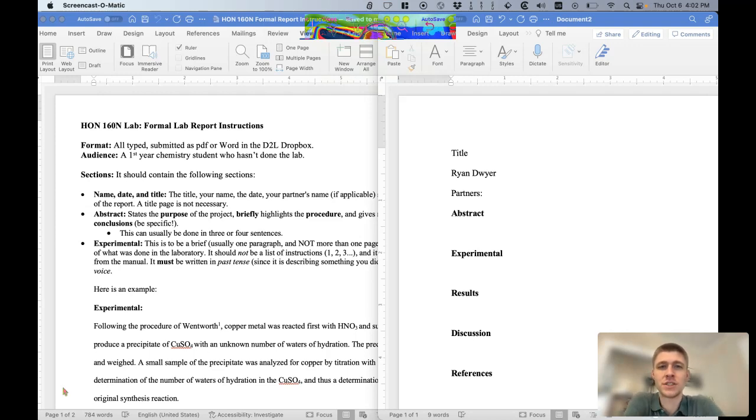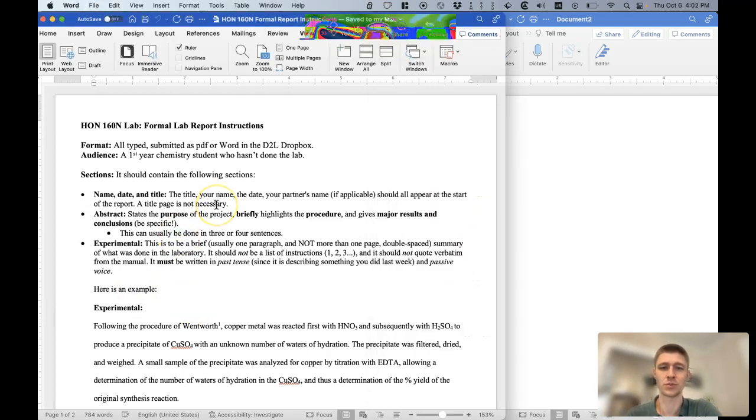Hello everyone, just a few notes on your formal report for the acetaminophen lab. Again, remember you've got those instructions on the D2L page: what should be in the formal report, what the sections are, all that kind of stuff. Abstract: purpose, procedure, major results and conclusions, being specific about your numerical results, what are your key findings for each of your three formulations.